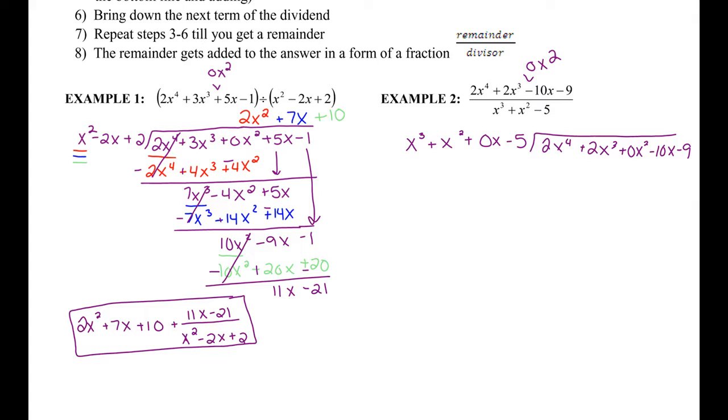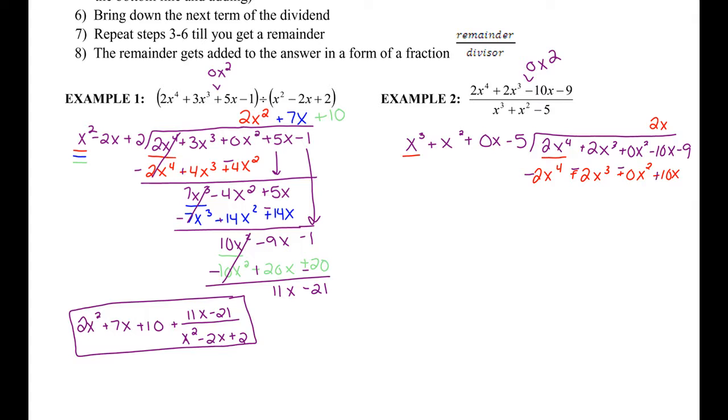And we're starting with x cubed times what gives me 2x to the 4th. My answer would be 2x, so I'm going to put that up top and then multiply the 4 terms by 2x. I get 2x to the 4th plus 2x cubed plus 0x squared minus 10x. I'm then going to go through and change all of the signs and add these together.